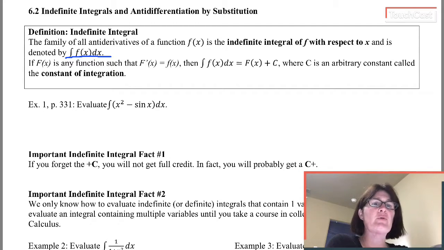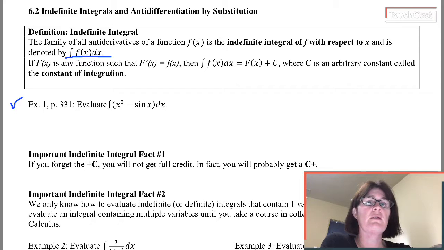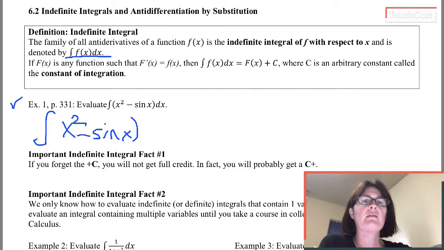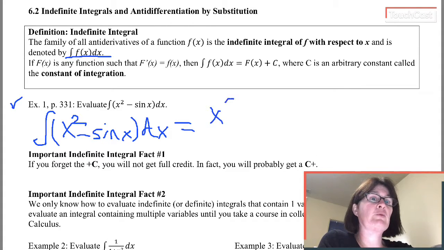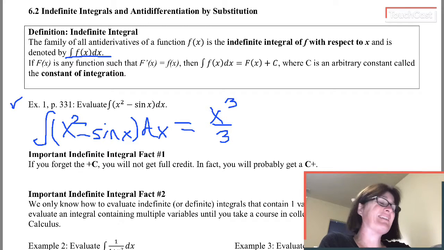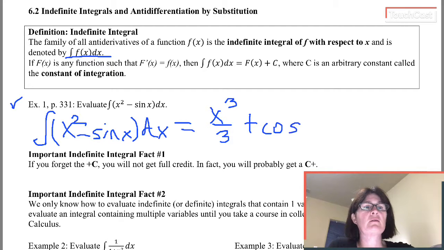So here's a first example. This says, find the antiderivative for x squared minus sine of x. So I'm going to use this notation. I'll write it all out. The antiderivative of x squared minus sine x is, an antiderivative for x squared is x cubed over 3. An antiderivative for negative sine of x is positive cosine of x.